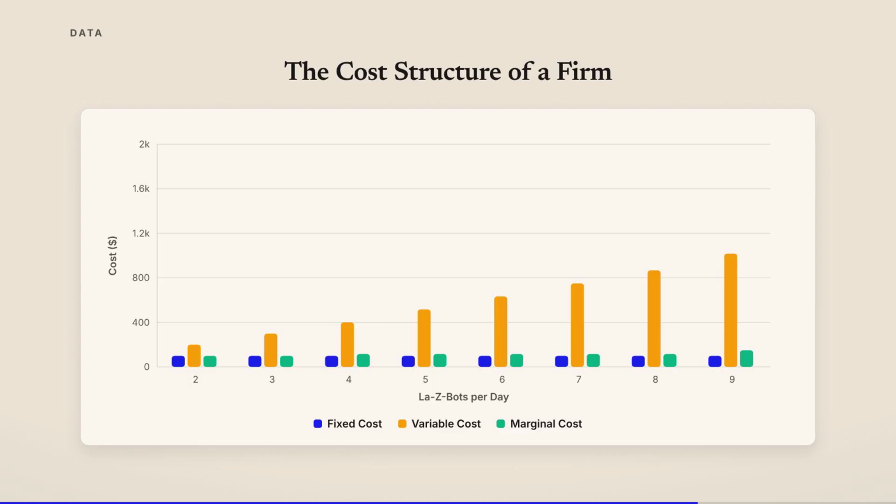Marginal cost tells a similar story. It stays at $100 for the first few units, then jumps to $117, and finally to $150. That jump signals that producing the 9th unit is significantly more expensive than the 8th.